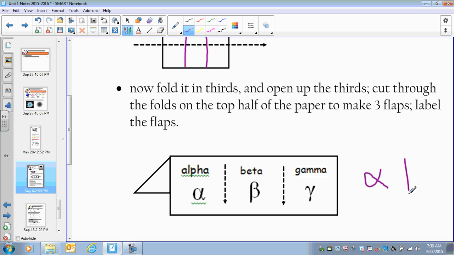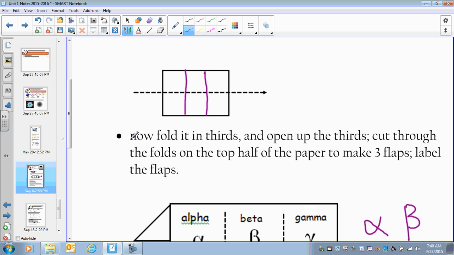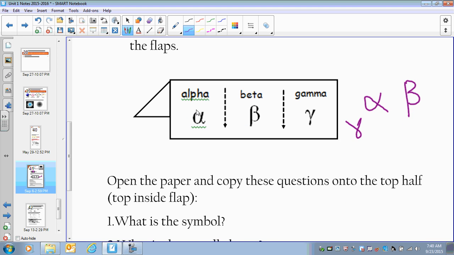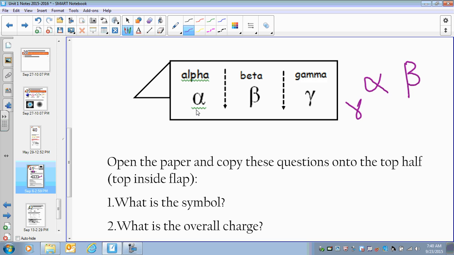For beta it's like a B, but you just finish it on the top, and for gamma it's like a small r. So you label the three flaps. So you have three flaps right here: alpha, beta, and gamma. I believe you have cut these three flaps, and the bottom part is intact. You can pause the video if you like to get the work done.